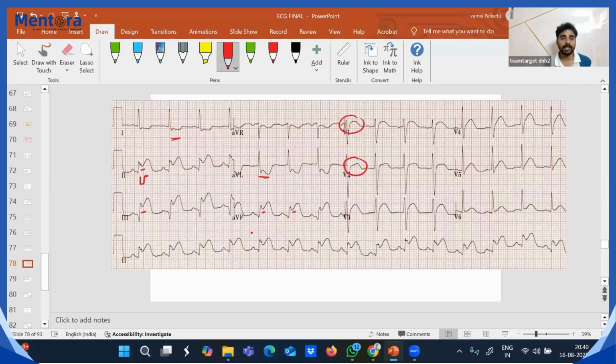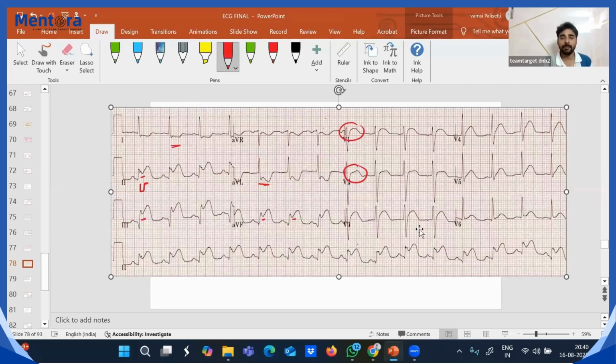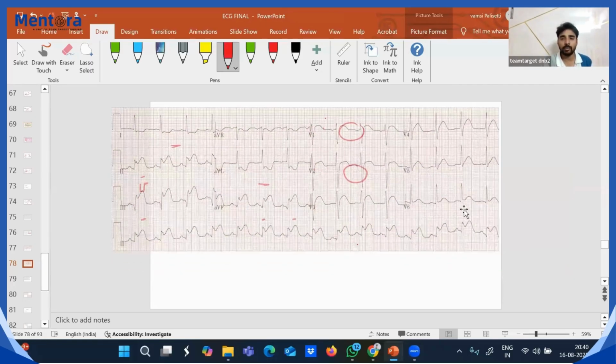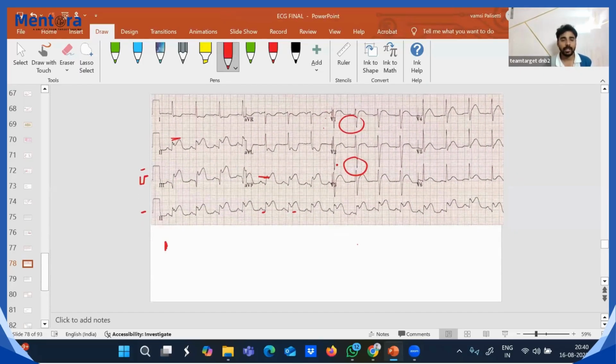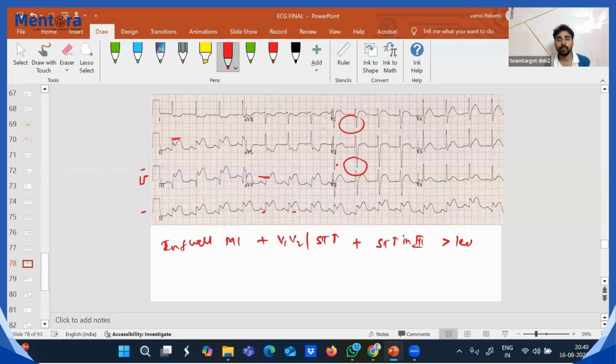So what I want to say is, if you see any inferior MI, look at V1, V2 also. If there are inferior MI changes plus V1 or V2 showing ST elevation, plus ST elevation in lead 3 greater than lead 2, very, very, very important point. You see ST elevation in lead 3 is very high compared to lead 2. If that is there, please suspect right ventricular infarction.